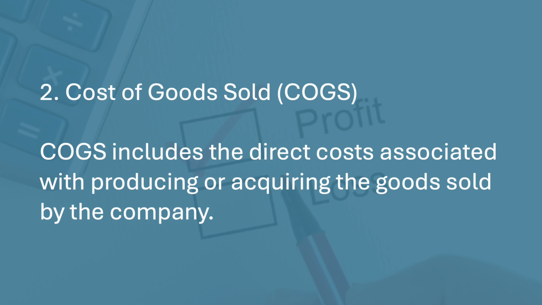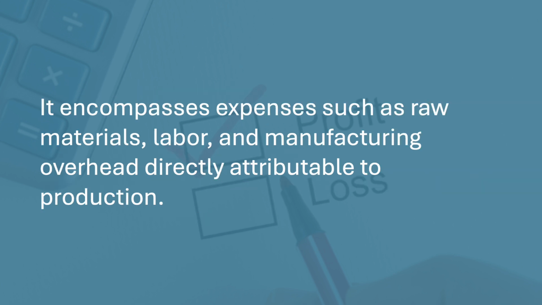2. Cost of goods sold. COGS. COGS includes the direct costs associated with producing or acquiring the goods sold by the company. It encompasses expenses such as raw materials, labor, and manufacturing overhead directly attributable to production.